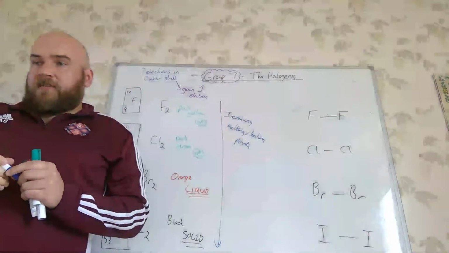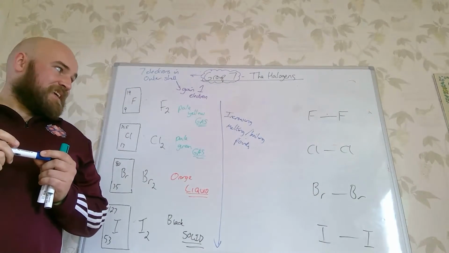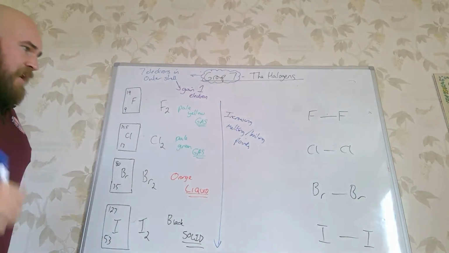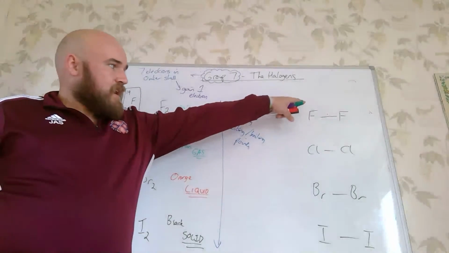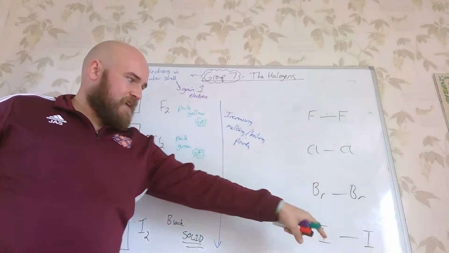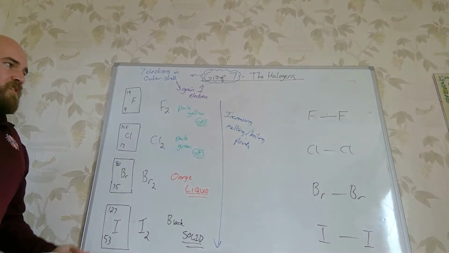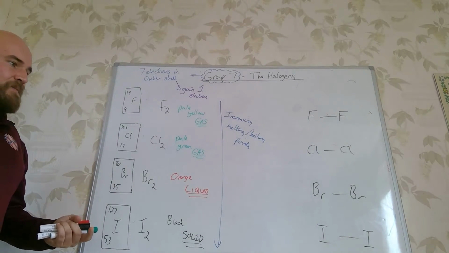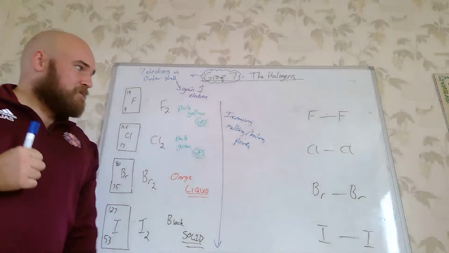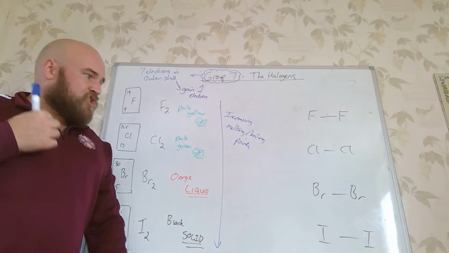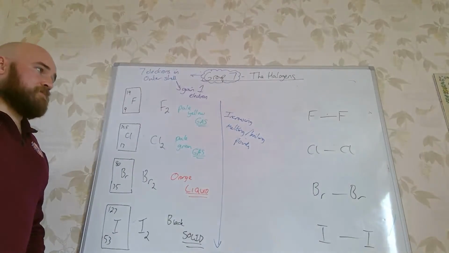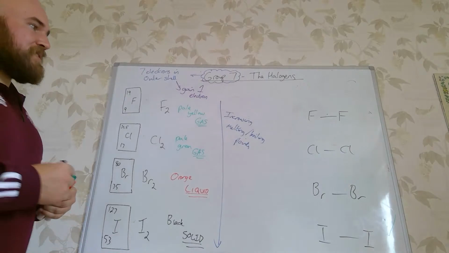And let's discuss why that is. So why are the melting points getting bigger as we go from there down to there? Well, what's happening with the molecules? They're effectively the same. They've just got two atoms and a single covalent bond. So something must be changing about the molecules themselves. And it's to do with size.